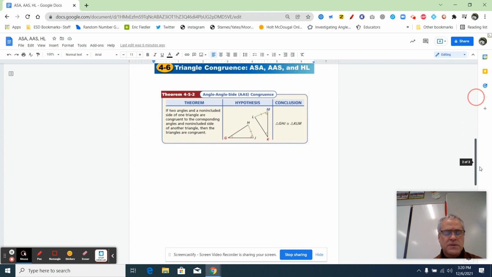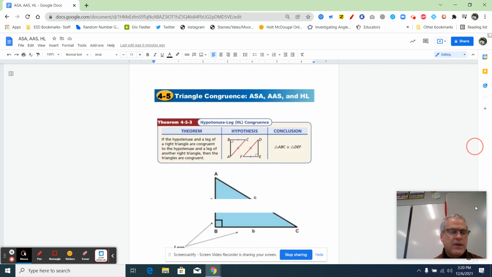It's called the angle angle side. So take a look. Angle angle side. That side's not included between those two angles. However, you could find the third angle there, and that would give you the angle side angle situation again. So two more to add on to our list, one a postulate, the other one a theorem, of our ways to prove triangles are congruent.